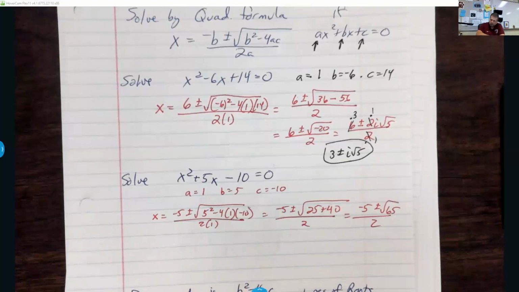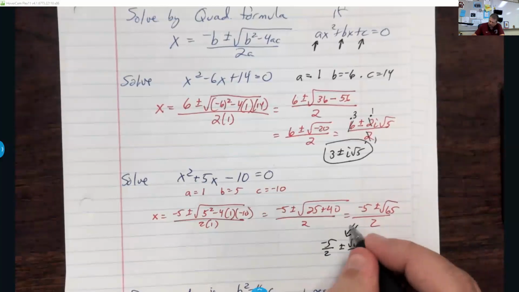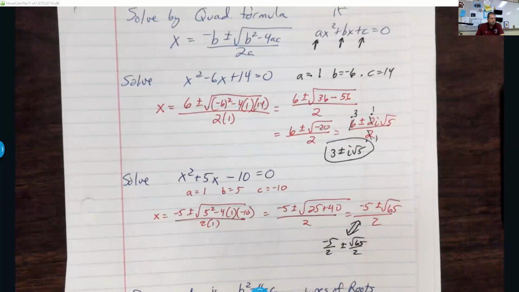Now, the way we wrote that answer on the previous problem was negative 5 over 2 plus or minus the square root of 65 over 2. These are the same answers. Just one is broken up into 2 fractions, one is broken up with just 1 fraction. Okay? So that's the quadratic formula, and it would have worked with the original one that we did on the last problem.